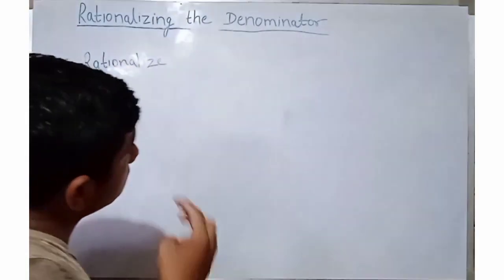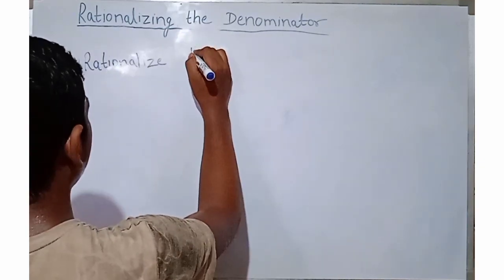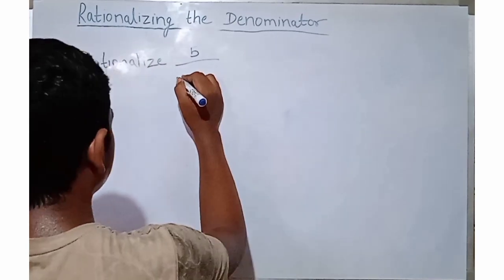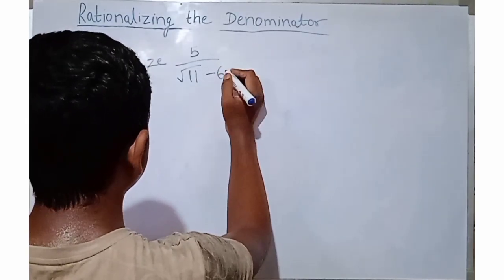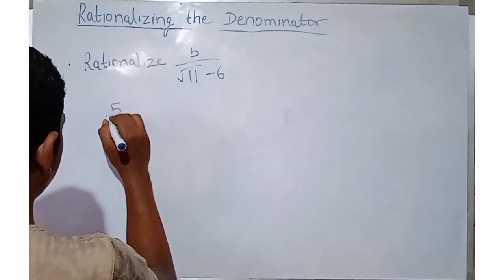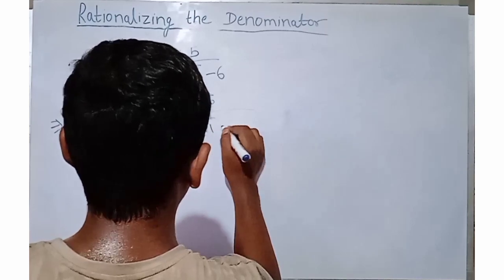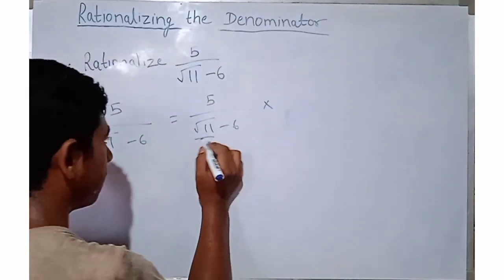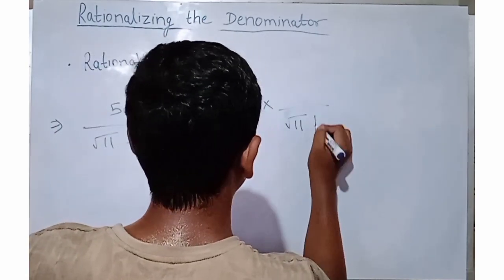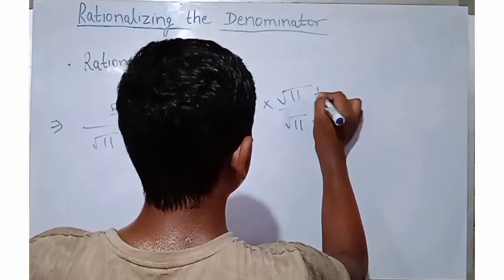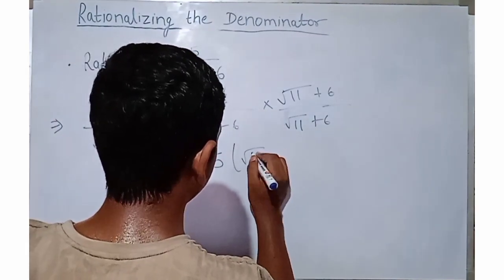So the next question is, let's see, 5 by root 11 minus 6. See here, root 11 minus 6. So again we will do that. It will be 5 by root 11 minus 6 into, for removing the radical we have to multiply with the opposite sign, so it will be root 11 plus 6. So we get 5 into root 11 plus 6 in the numerator.